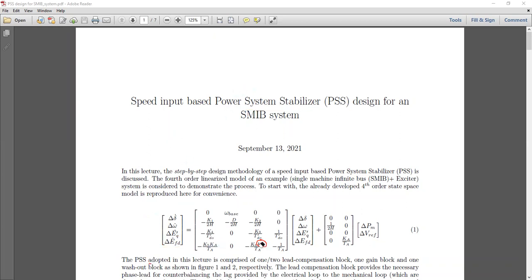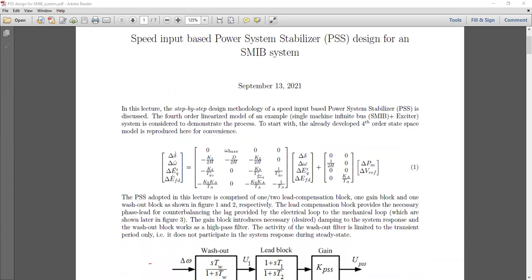So let's start. To start with, we have this fourth order model. Again, we have the four state variables: del delta, del omega, del EQ dash, and del EFD. So there's a system matrix A. This is X dot equals AX plus B, the input matrix B, into U. Again, this U is nothing but a vector of the disturbance variables.